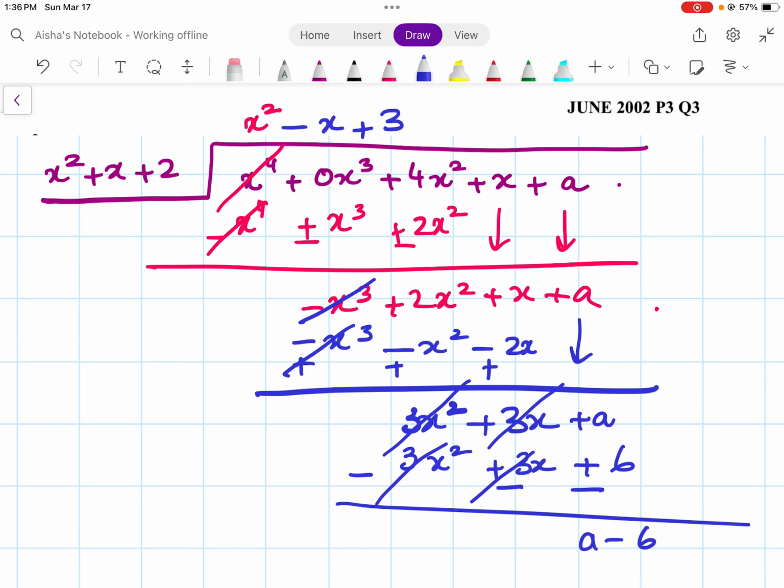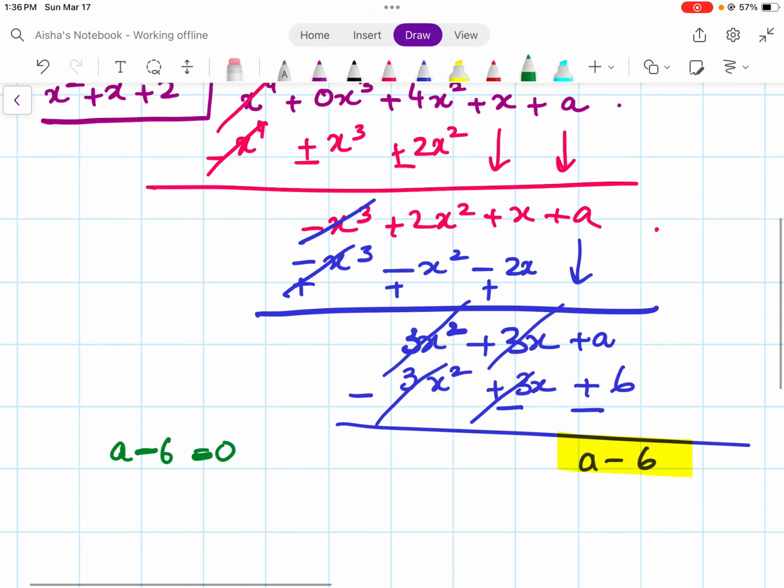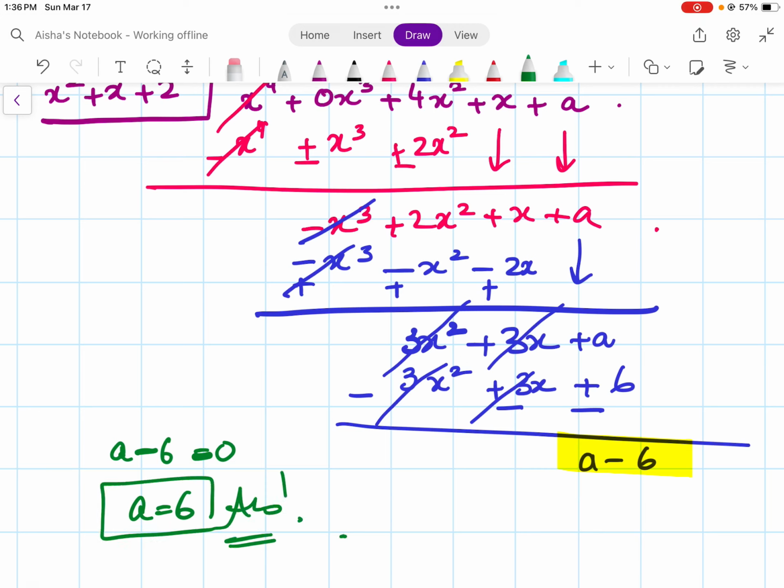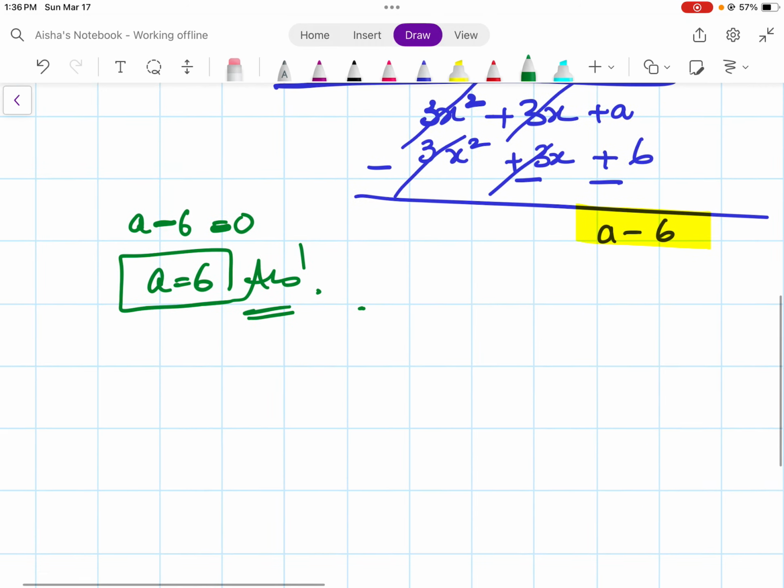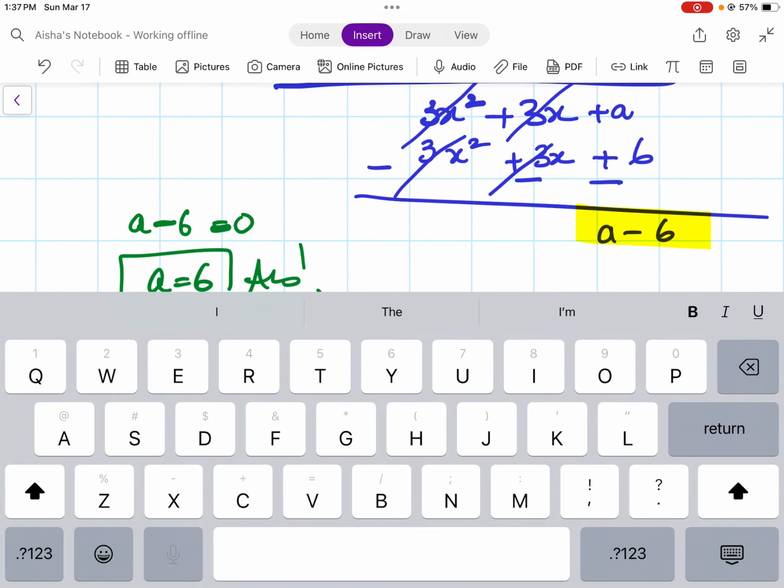Same. Now you know there is no remainder because this is a factor. That means this entire thing should be equal to 0. So the value of a becomes 6. That's the basic concept, and that's the entire concept of remainder factor theorem. Okay? Now let's move on to another question.